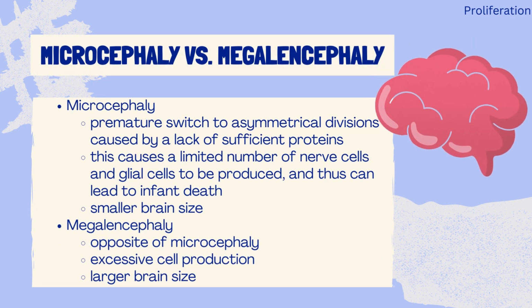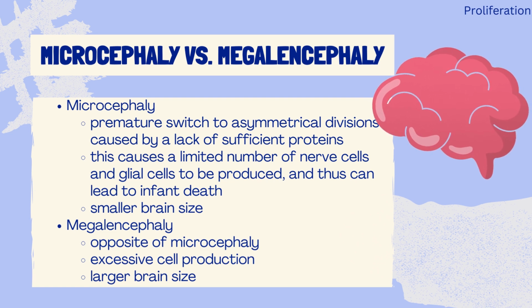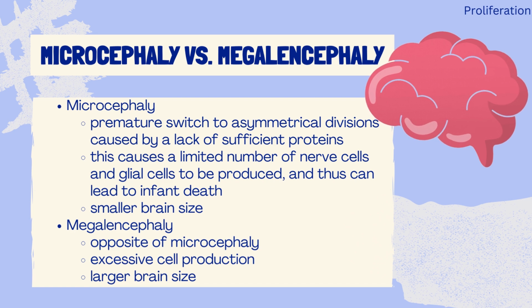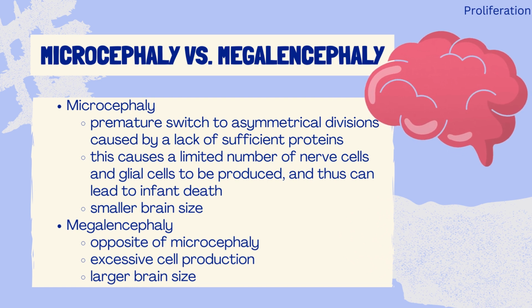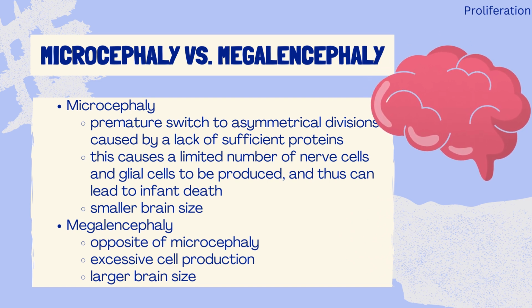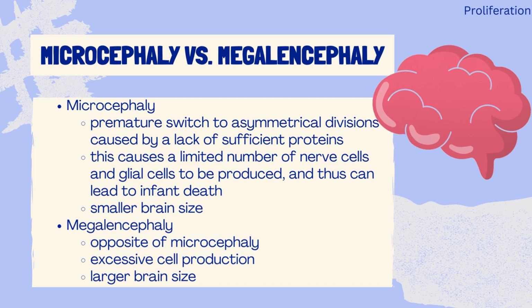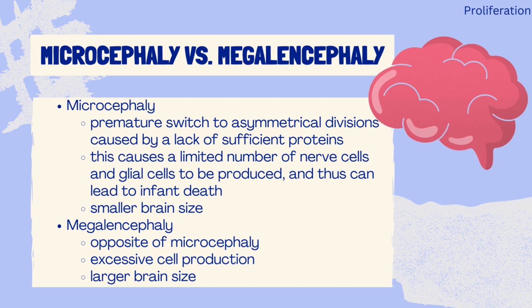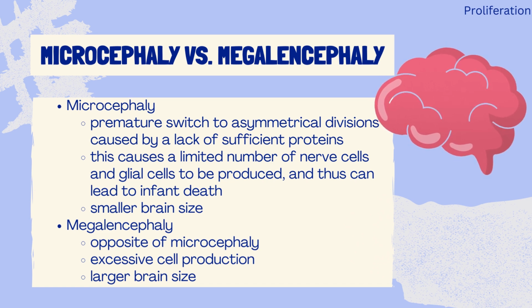There's a specific time at which the daughter cell actually becomes a neuron cell or a glia cell. If this time is not correctly met, it can cause microcephaly or megalencephaly. Microcephaly is the premature switch to asymmetrical divisions caused by lack of sufficient proteins. And so this causes limited number of nerve cells and glial cells to be produced and thus can lead to infant death. This also causes a smaller brain size.